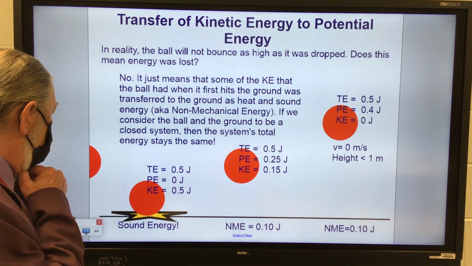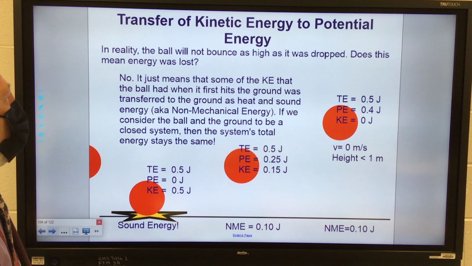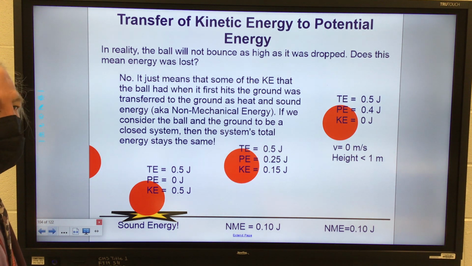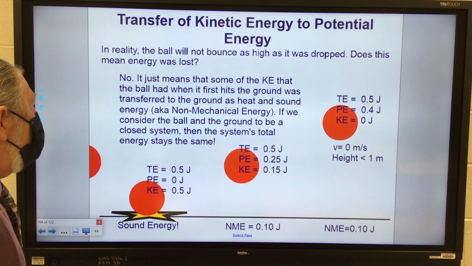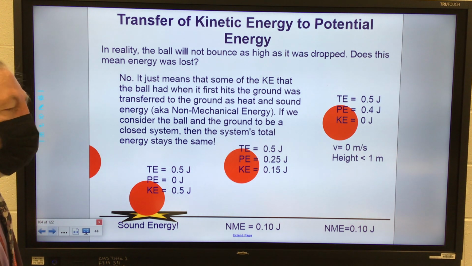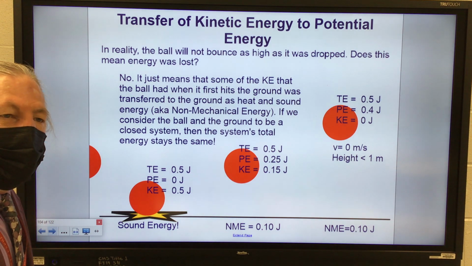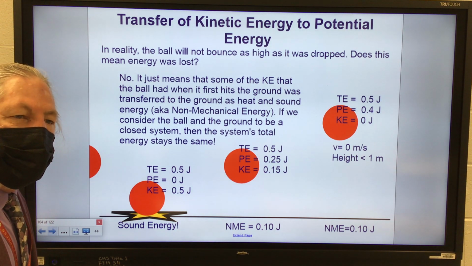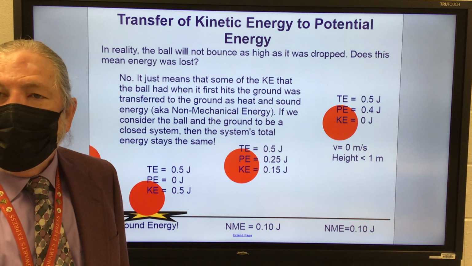Okay, so let's look right here. In reality, the ball will not bounce as high as it was dropped. Does this mean energy is lost? No. It just means that some of the kinetic energy that the ball had when it first hit the ground was transferred to the ground as heat and sound. When you have kinetic energy, there is heat and some sort of sound involved.